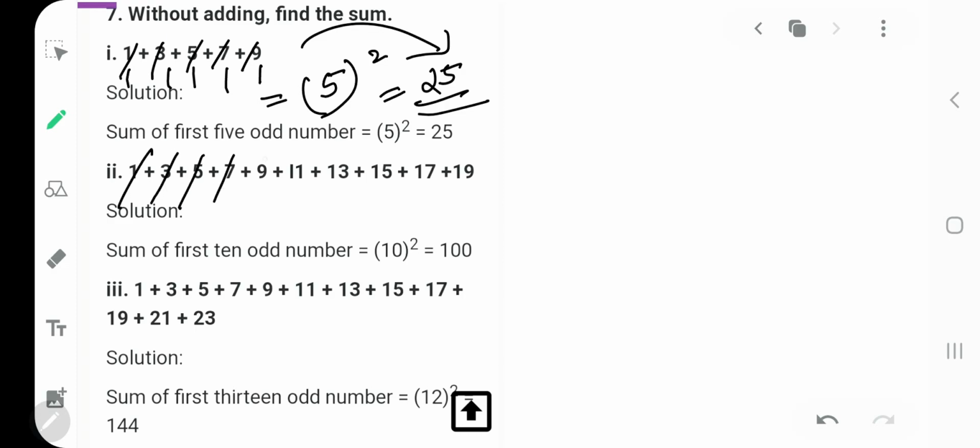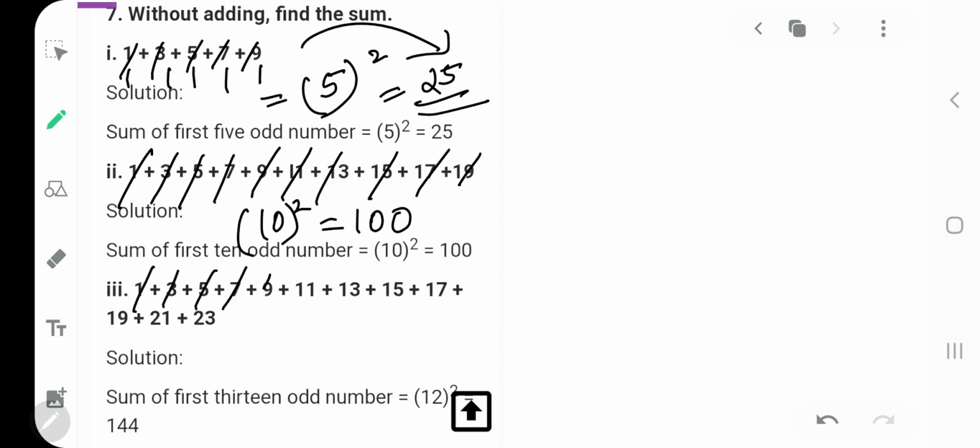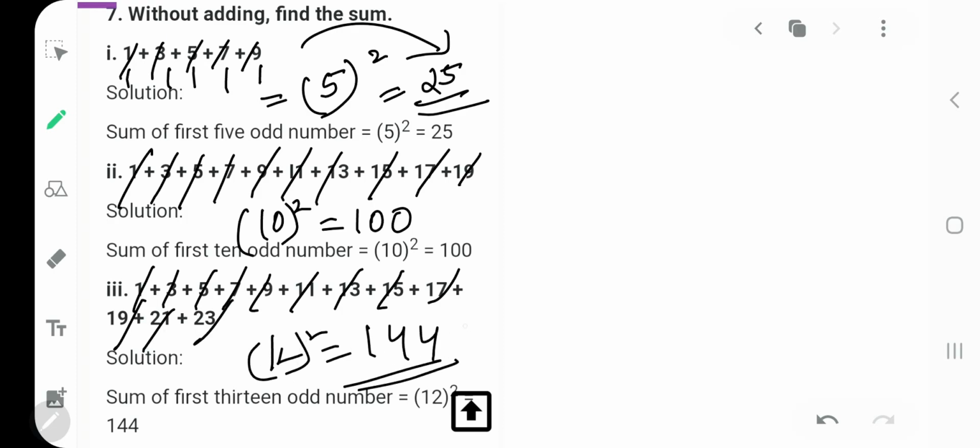1 2 3 4 5 6 7 8 9 10. So these are 10. So the square of 10 will be 100. So you will notice when you are adding all odd numbers from 1 to 20, you will get 100. Next is 1 2 3 4 5 6 7 8 9 10 11 12. So the square of 12 is 144. So you will notice when you are adding this list of numbers, you will get 144. So without adding them, you have to find the sum. You can count the number of numbers given, and make the square of it.